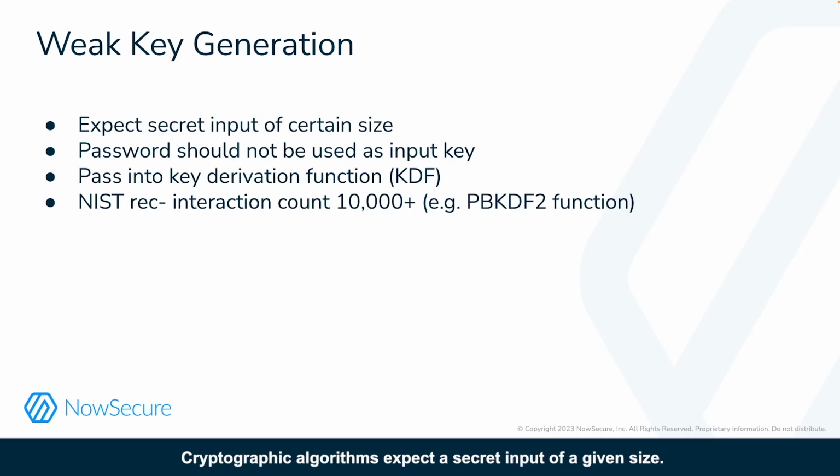Cryptographic algorithms expect a secret input of a given size. For example, AES uses a key of exactly 16 bytes. Ideally, we don't want to see the user-supplied password directly used as an input key. Instead, the password should pass into a key derivation function, or a KDF, to create a cryptographic key. NIST recommends an iteration count of at least 10,000 for a function like PBKDF2.